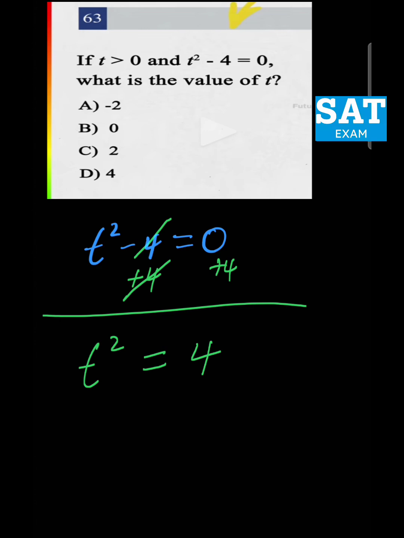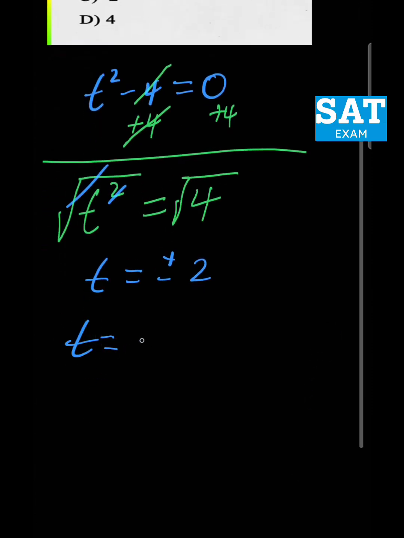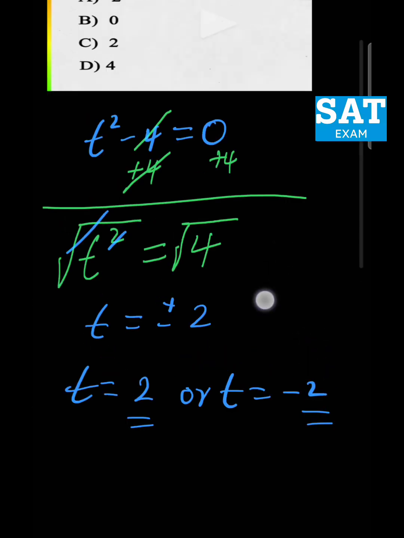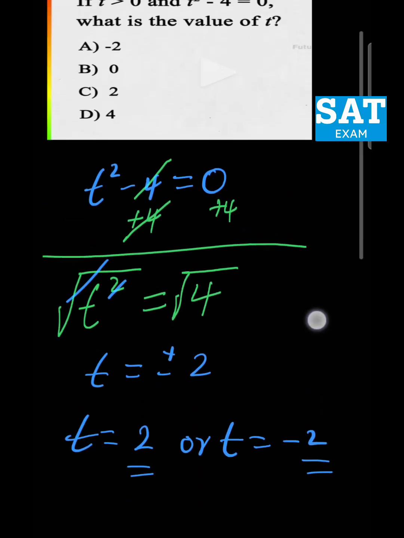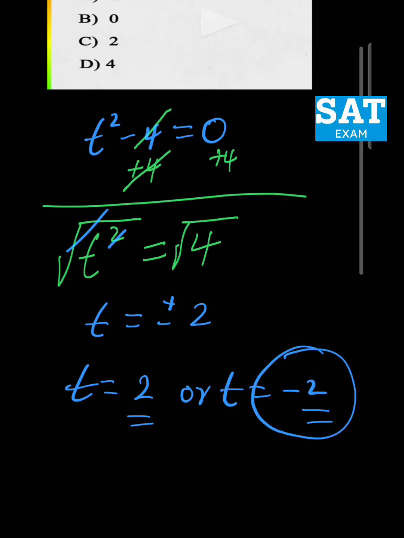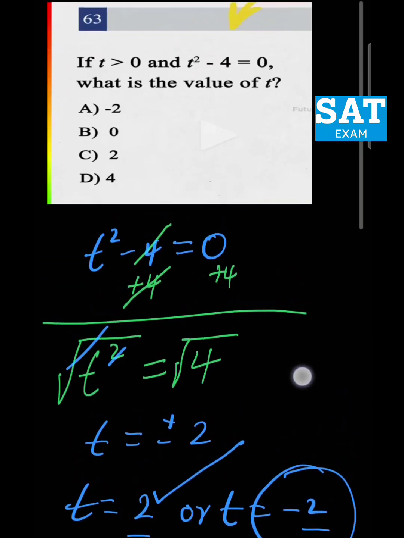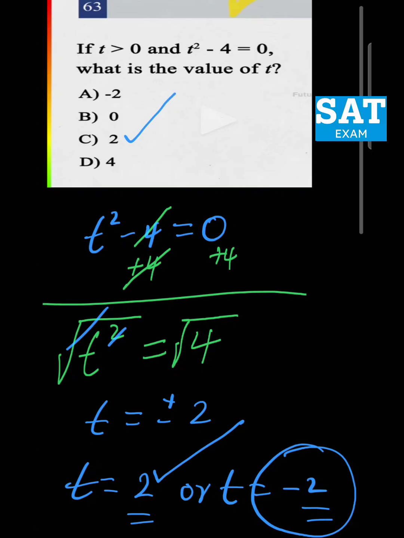Now to get the value of t, we need to remove the square by taking the square root of both sides. We take the square root of the left hand side, we take the square root of the right hand side, so that the square is going to cancel the square root. Then on the left, we are left with only t, which is equal to the square root of 4, which is plus or minus 2. So t is going to be positive 2 or t is going to be negative 2. But if you look at the question, it says t is greater than 0. So this negative 2 here is less than 0. So the correct answer is going to be positive 2. So option C it is.